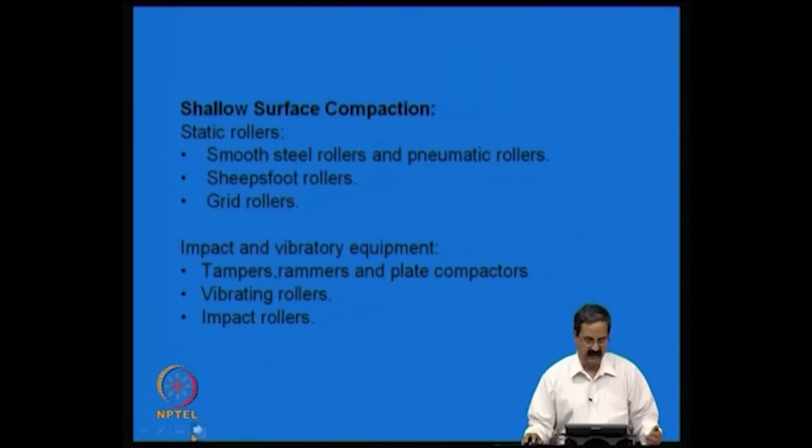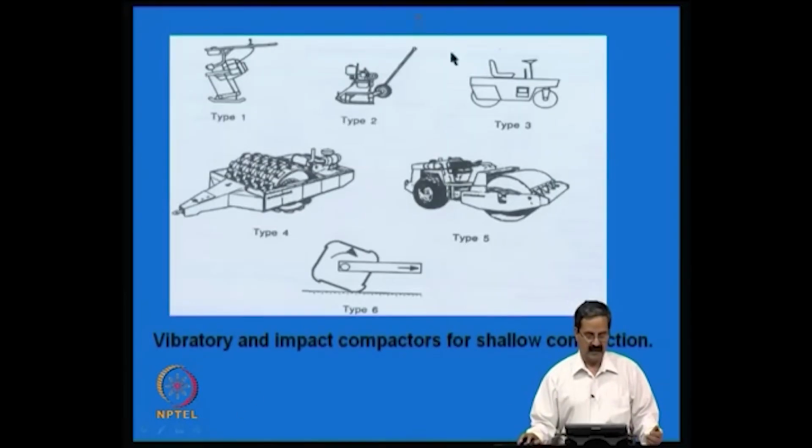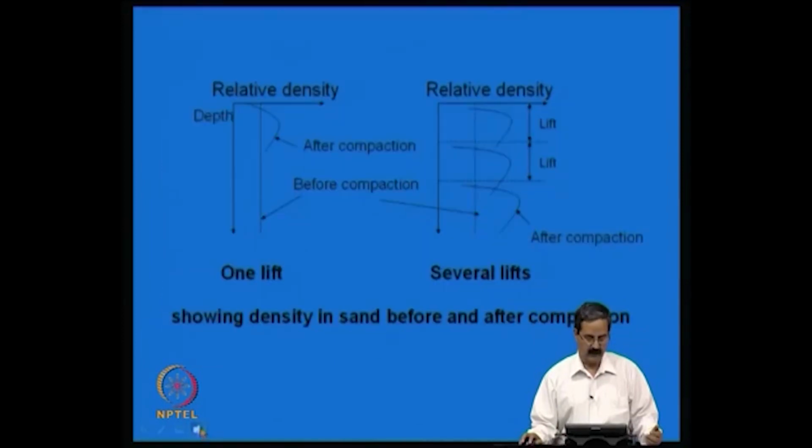And to achieve this in the field, you have a number of techniques: static rollers, smooth steel rollers, pneumatic rollers, sheep's foot rollers, grid rollers. Then one can go for impact and vibratory equipment, where you have tampers, rammers, plate compactors, vibrating rollers and impact rollers. These are the different types of rollers. This is another road roller type that we see. This is a sheep's foot roller, this is a drum roller, this is an impact loader. So, varieties of equipment are possible.